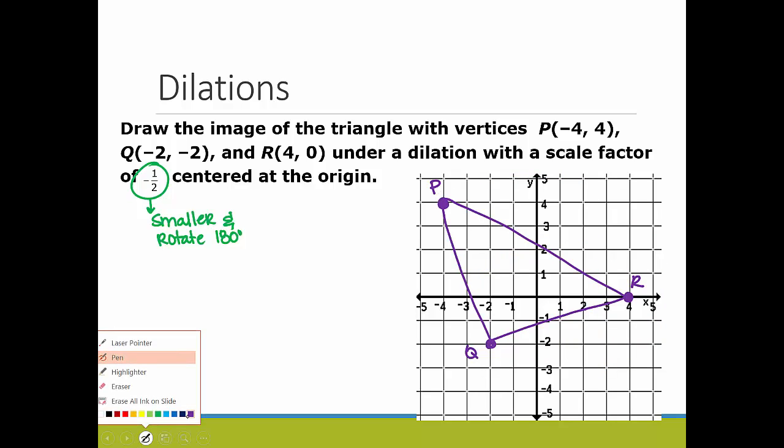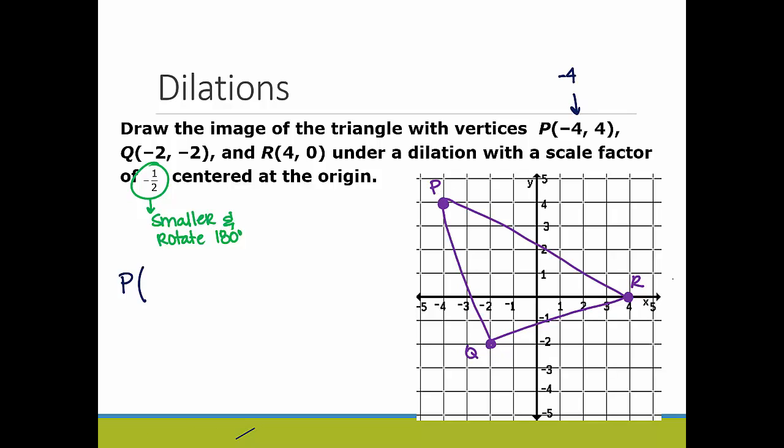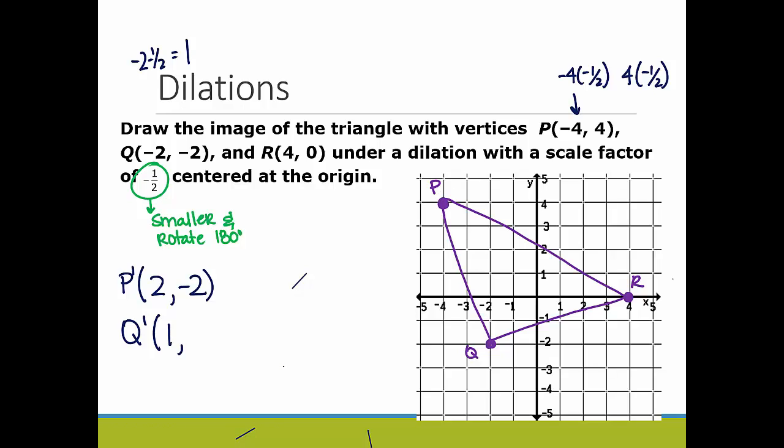Remember, that rule said we need to take our points, like P, and all we have to do is multiply the scale factor by the point. So if you do -4 times -1/2, you end up with +2. And if you do +4 times -1/2, you end up with -2. We can do the same thing with Q. It's -2 times -1/2, so that gives me +1, and I get the same thing for the other part of that point. And R, do the same thing. 4 times -1/2 gives me -2, and 0 just gives me 0.